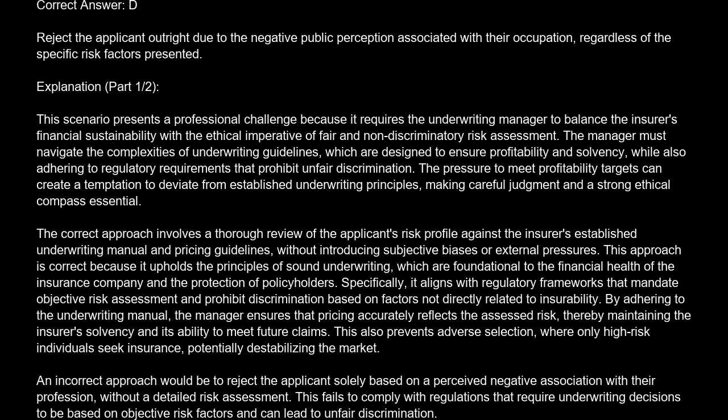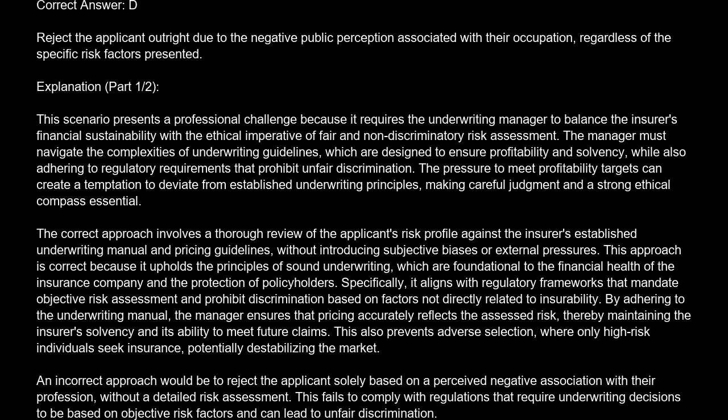The correct answer is D. Reject the applicant outright due to the negative public perception associated with their occupation, regardless of the specific risk factors presented. Explanation. This scenario presents a professional challenge because it requires the underwriting manager to balance the insurer's financial sustainability with the ethical imperative of fair and non-discriminatory risk assessment.